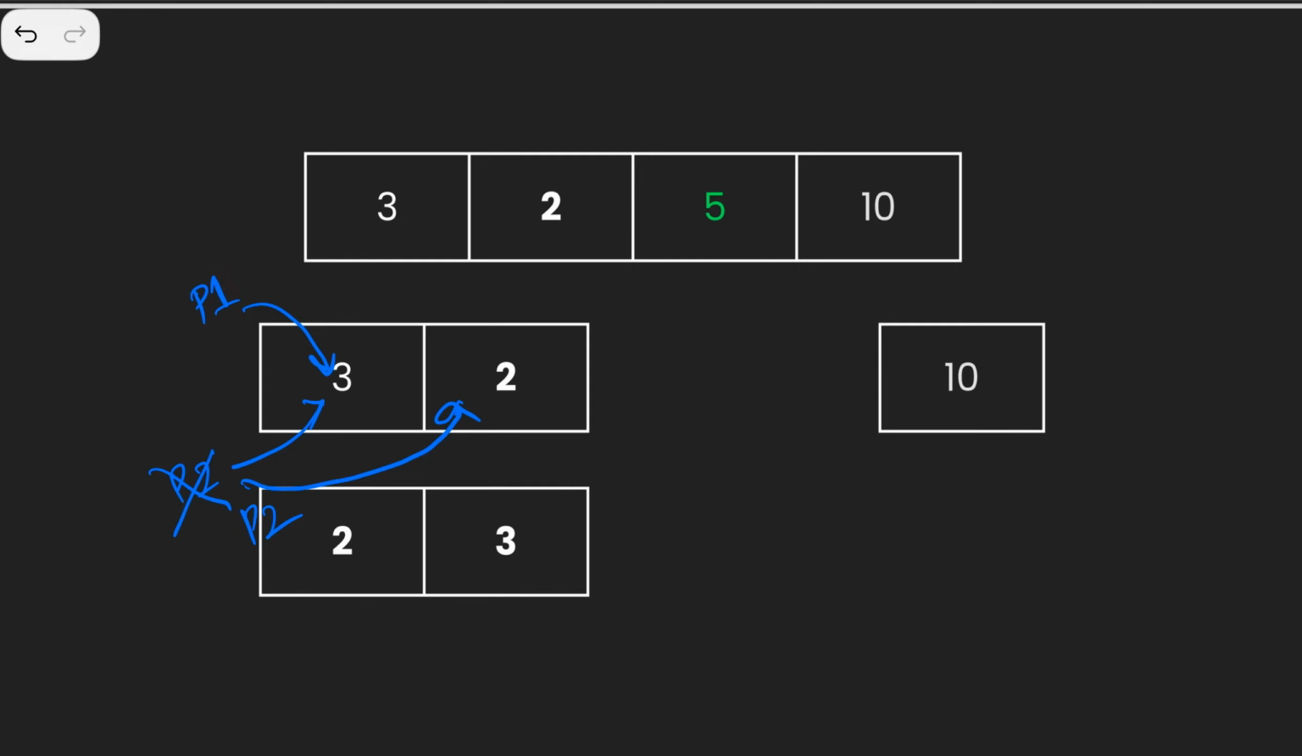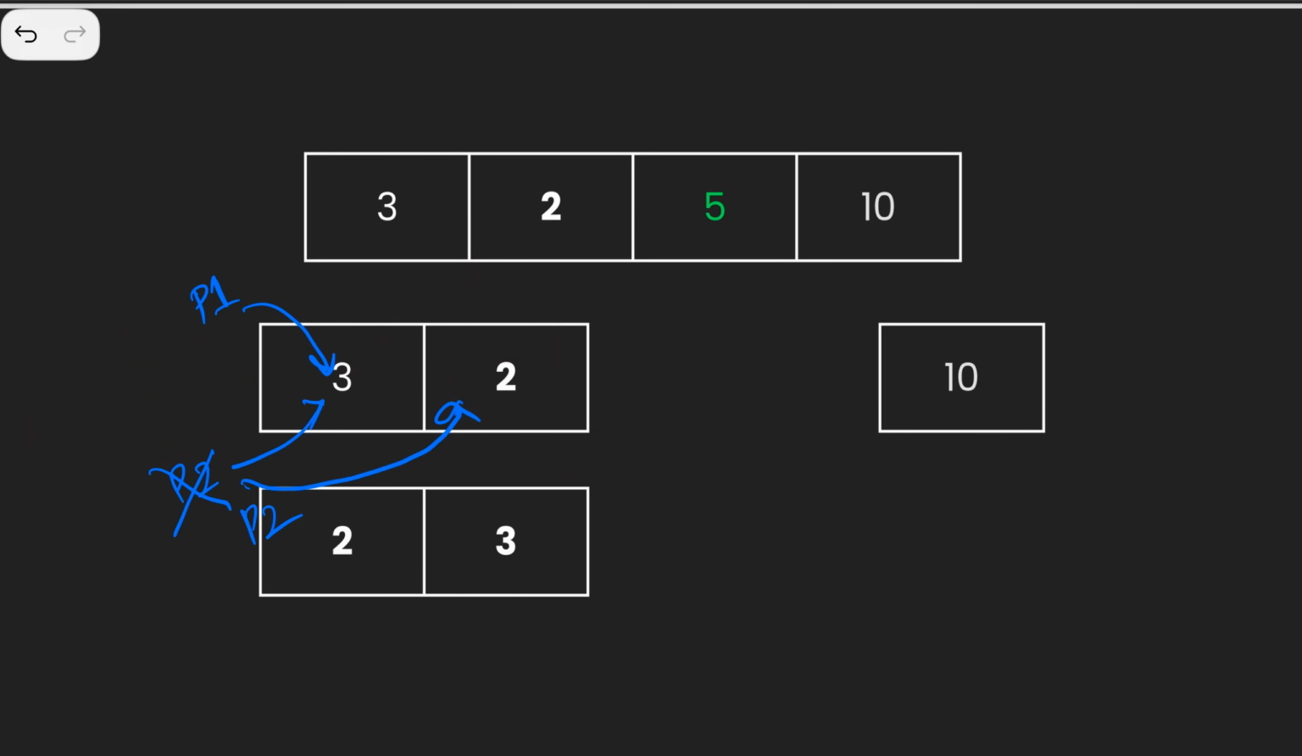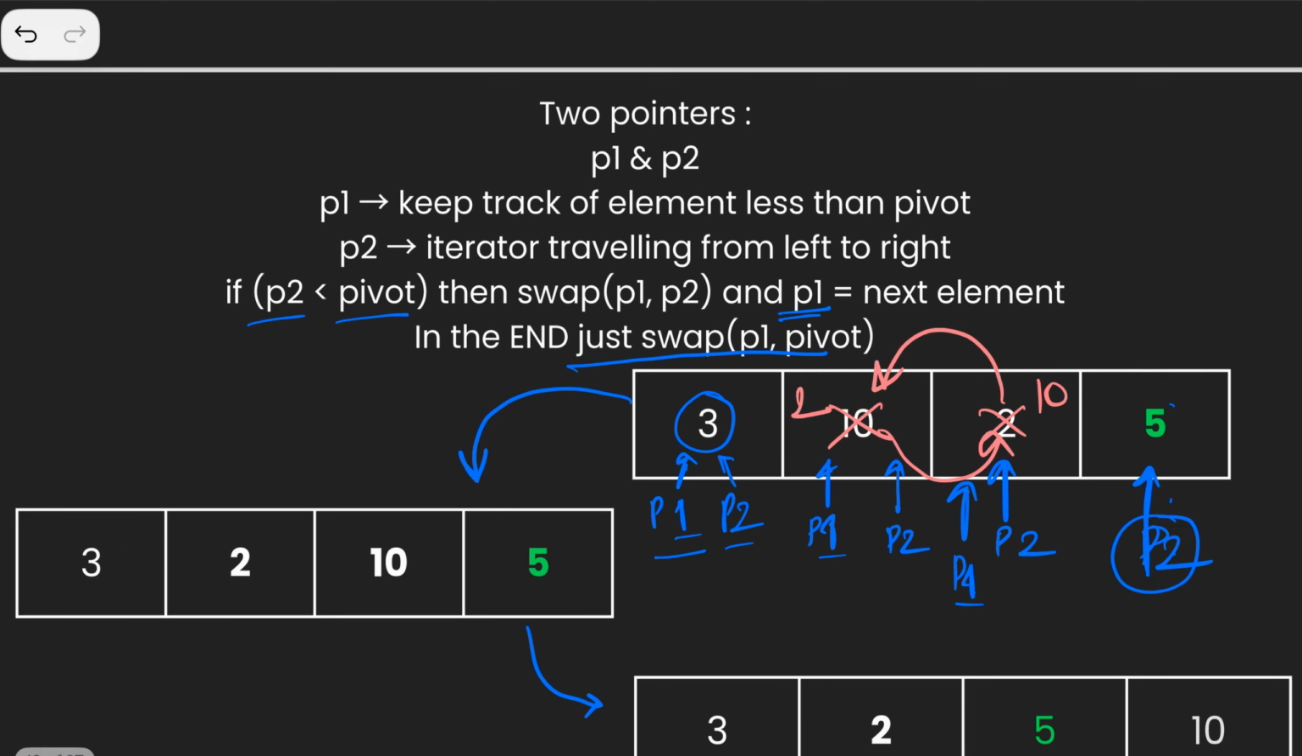Why are we swapping exactly P1 and P2? Well, P1 will be pointing to the very first element that is greater than our selected element. So all the elements to the left of it will be less than our selected element. So once we swap P1 with P2, we know that all the elements to the left of it will definitely be less than our selected element. That means all the elements to the right of it will be greater than our selected element. And that's what we want, right? And that's what we have said.